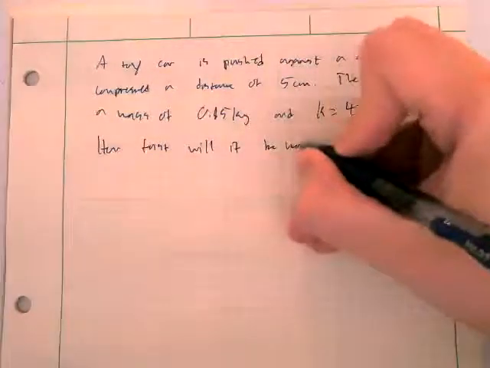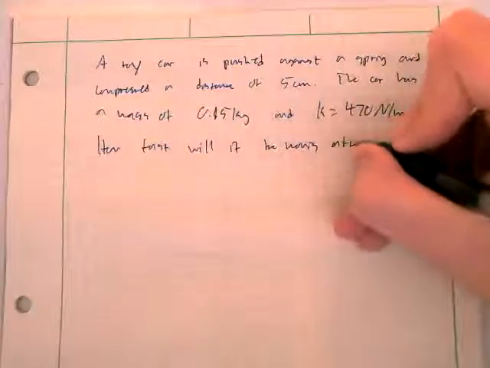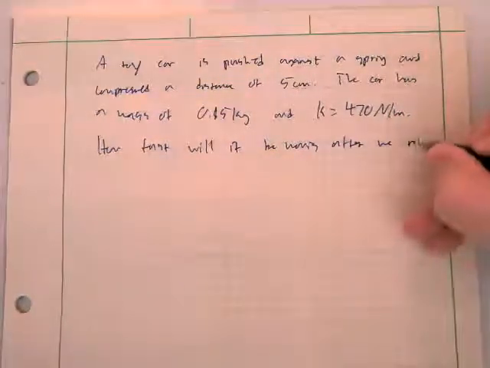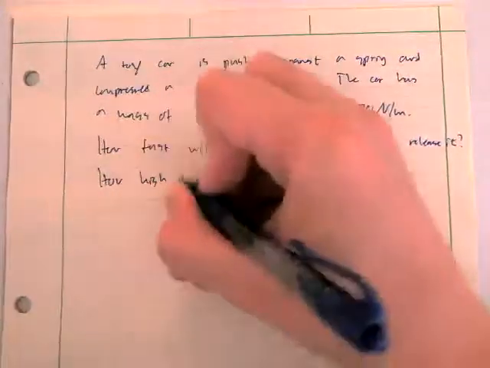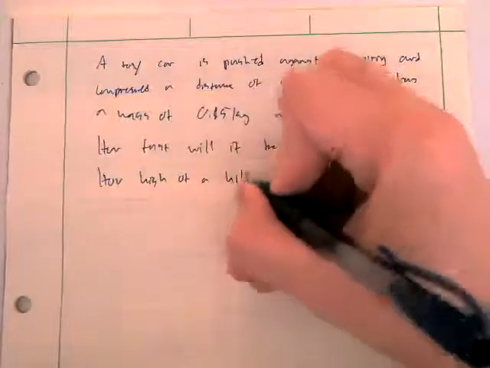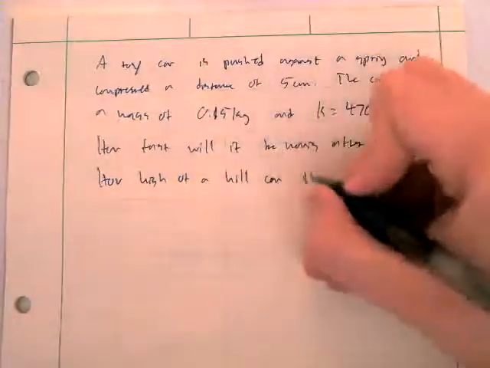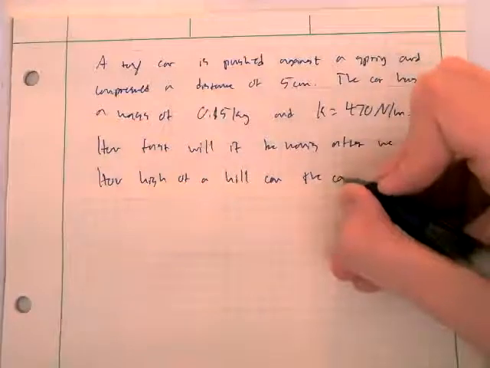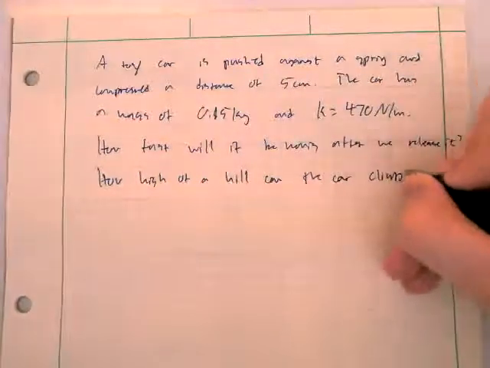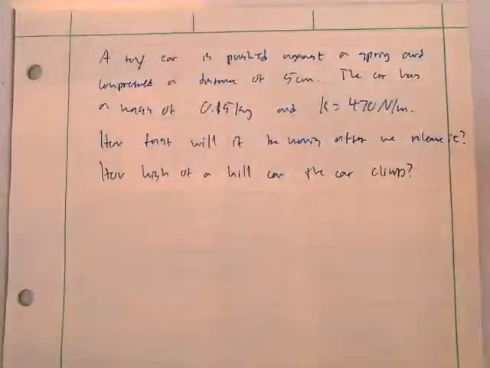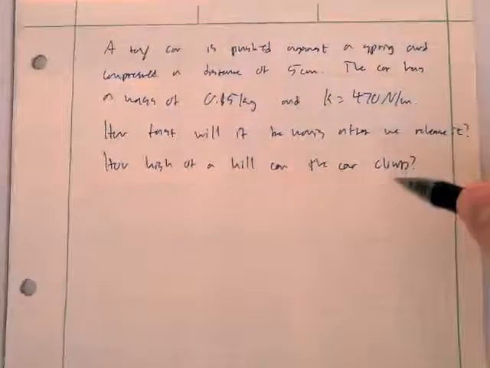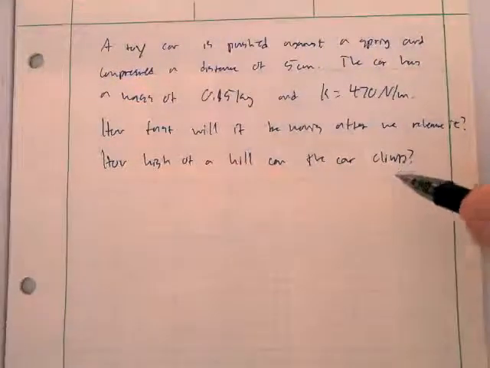will it be moving after we release it, and how high of a hill can the car climb. So we know how fast it's going after we release it, right? We've compressed it up against the spring, like this little spring-loaded Hot Wheels car. We're going to let it go, see how fast it's going, and then see how high up a hill it could climb and actually make it over.